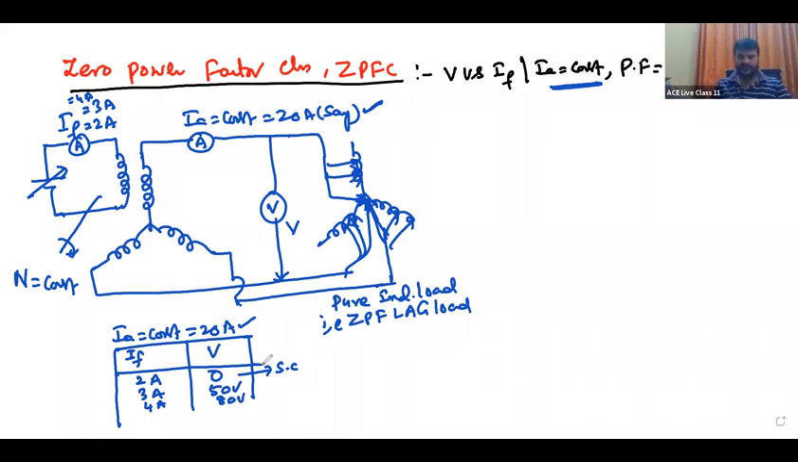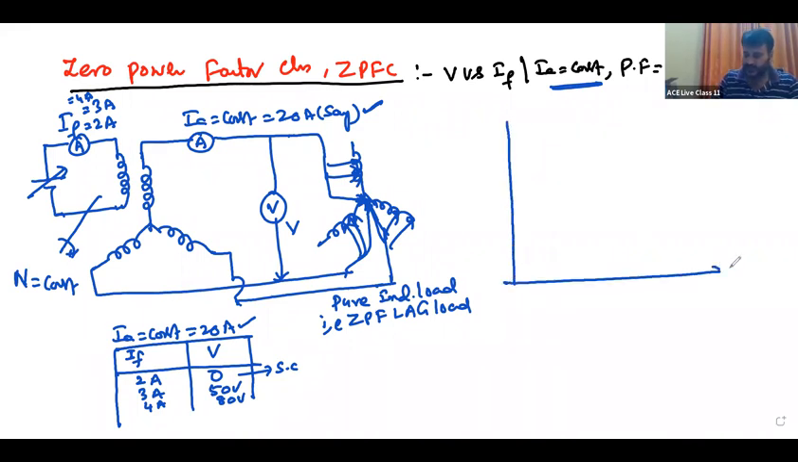Take the readings, a set of readings, then draw the graph. How is it going to be? The graph will be like this. This is the ZPFC. You draw the field current versus V. The first point is the short circuit test.